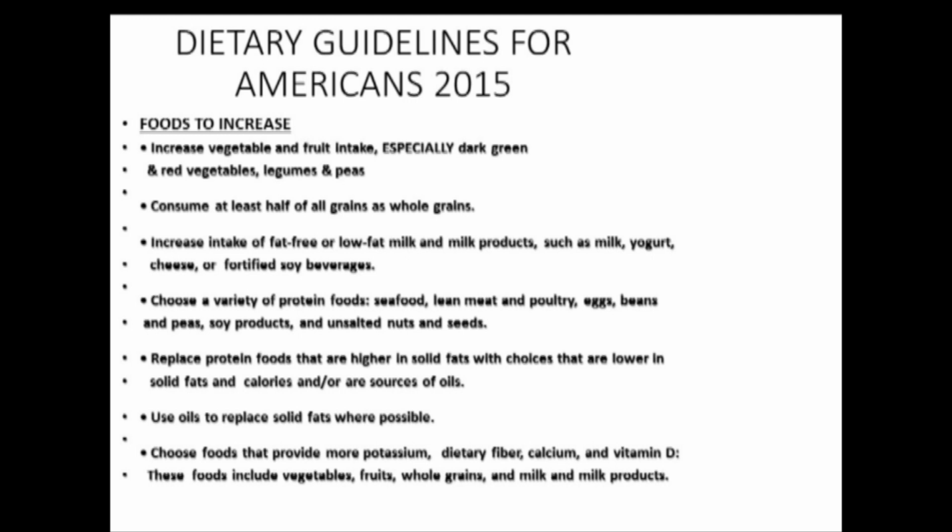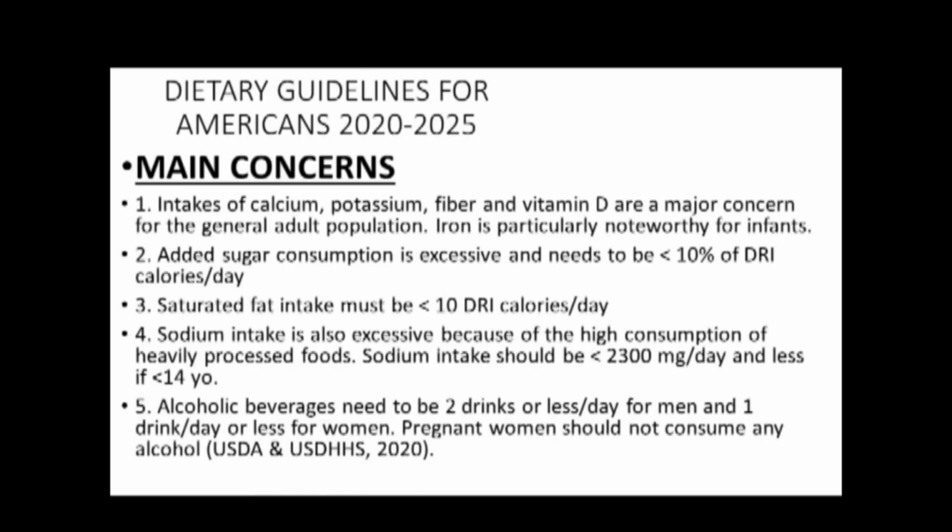to include dark green vegetables, dark red vegetables, and legumes, to look at a variety of proteins, not just red meat, but also fish and poultry and legumes of different types, soy products, nuts and eggs, lower fat dairy products and fortified soy beverages, fortified cereals, and so forth, and to look at increasing dietary fiber, calcium, potassium, vitamin D.